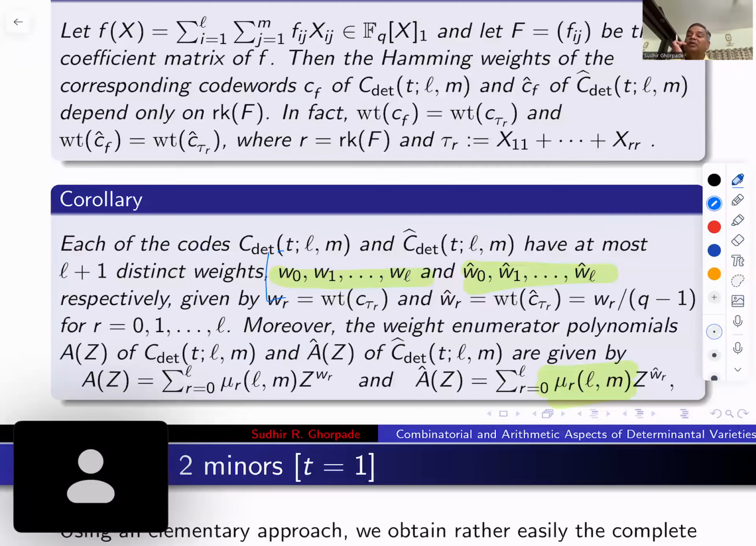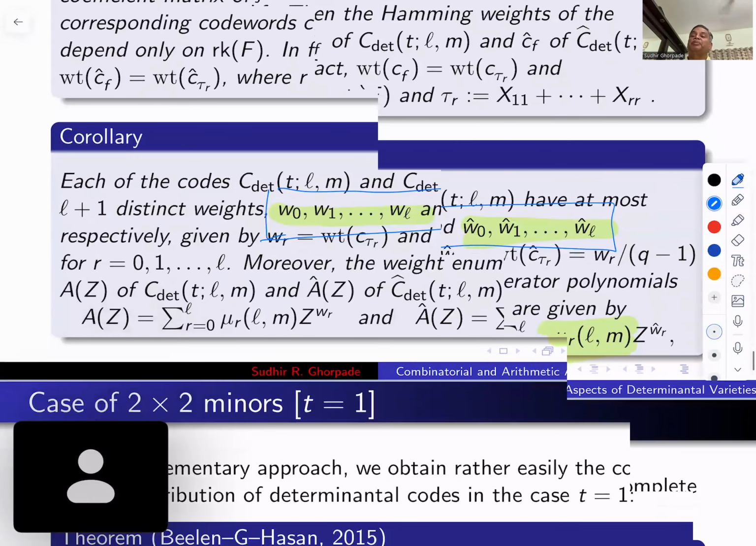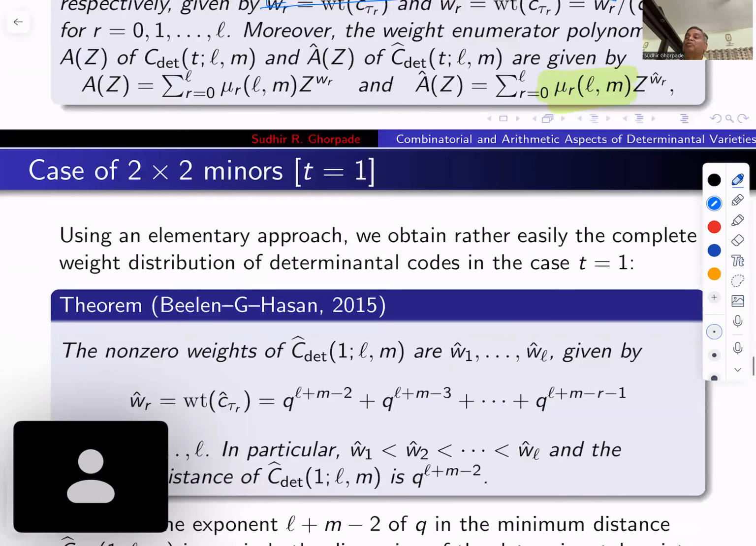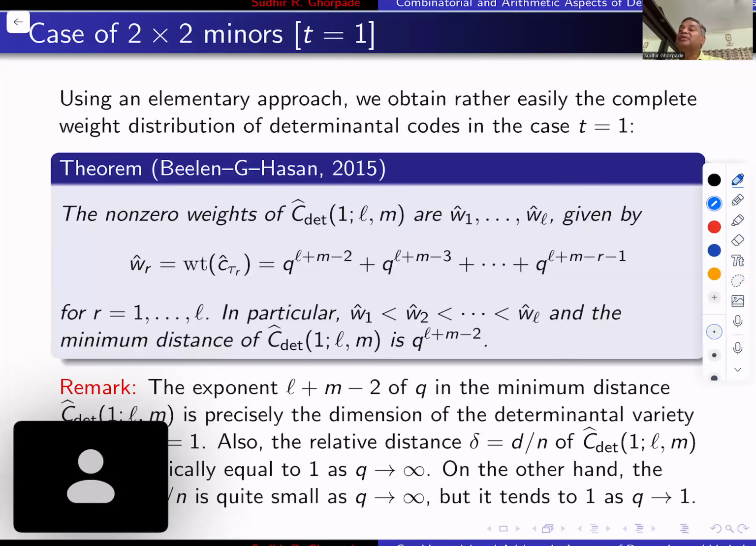Okay, so with Sartaj Ul Hasan and Peter Beelen, we found this in the first non-trivial case, where you look at 2 cross 2 minors. That corresponds to the case T equal to 1. And there we showed that the weights are given by this very simple formula: Q to the power L plus M minus 2, plus Q to the power L plus M minus 3, going all the way down to Q to the power L plus M minus R minus 1. In particular, as R goes up, this number increases, so these numbers are strictly increasing. And the minimum distance is Q to the L plus M minus 2.